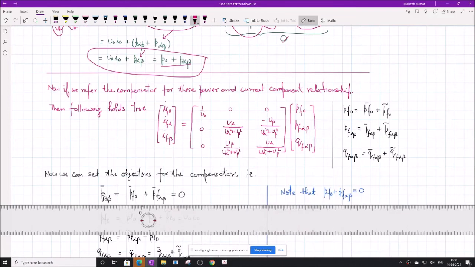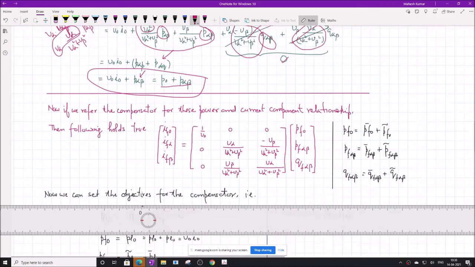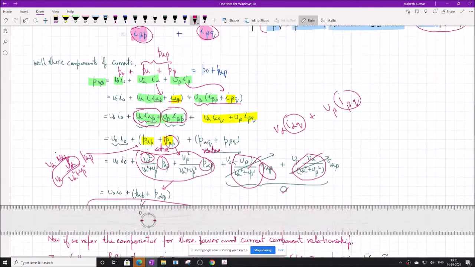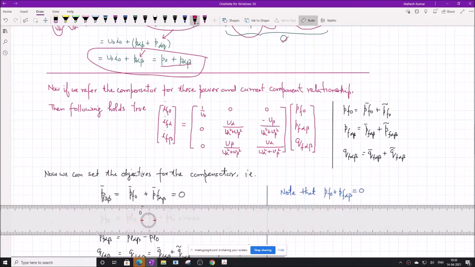This is also an interesting property of the instantaneous reactive power components. So now that is absolutely fine. You have studied the various components and their details. What about after that? One more thing is there: how to set the objectives for the compensator. Now we know the relationship between the current components and the power components. How to apply this for the compensator in order to compensate the load?